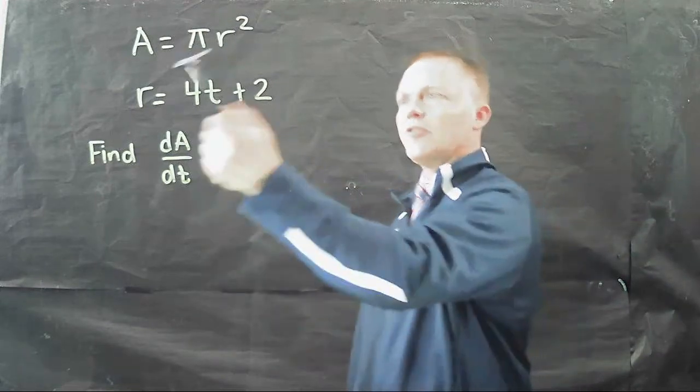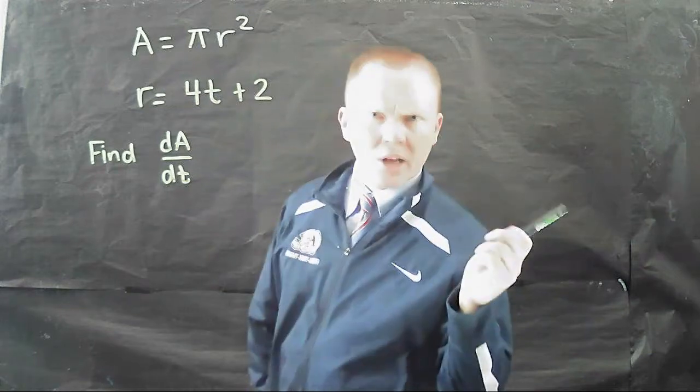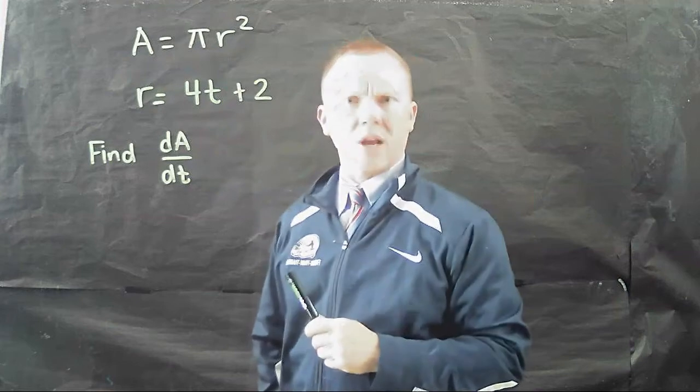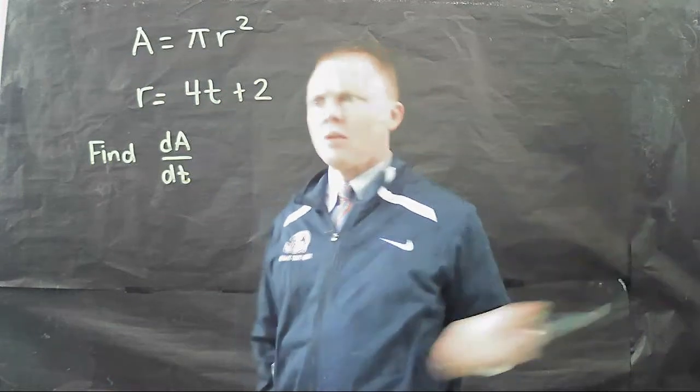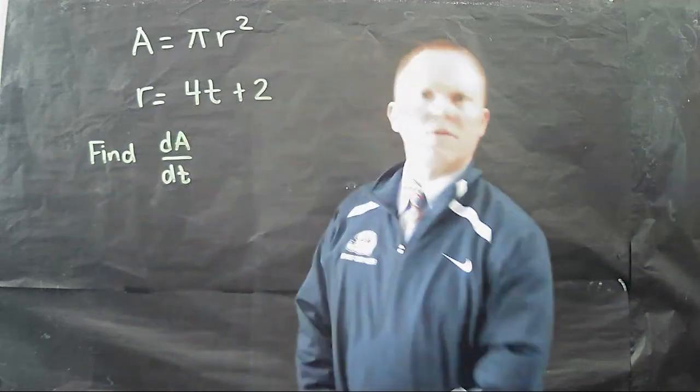Here's a function. I'm saying A equals pi r squared. Hopefully you realize that that's the formula for the area of a circle. So the area right now is a function of the radius, right? Everybody knows that. But I'm going to tell you, for some reason, the radius is now a function of time.